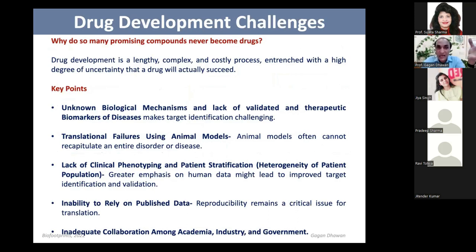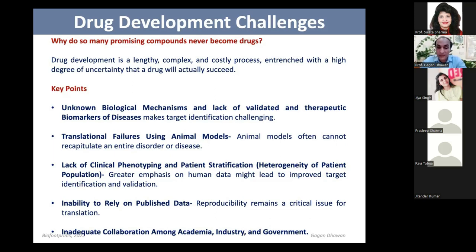challenges. Aap sochiye sab kuch hone ke baad bhi itni jaldi drug market mein nahi aa paata, so drug development we all know is a lengthy complex process but costly indeed. And entrenched with high degree of uncertainty. आपका सारे trials ठीक चल रहे हैं, clinical trials भी ठीक चल रहे हैं, but market में जाने के बाद हमने phase 1, phase 2, phase 3 सब अच्छे से हुआ, but जैसे PMS हुआ, post market surveillance, आपकी drug को withdraw करना पड़ गया market में आने के बाद. कोई side effect जिसको आप पहले identify नहीं कर पाए, ये possibility हमेशा होती है.